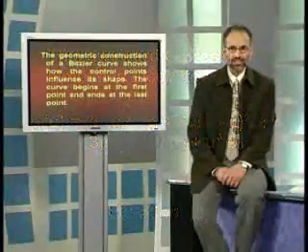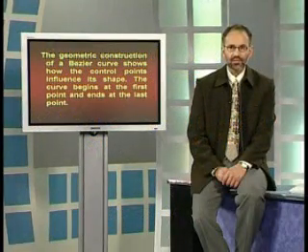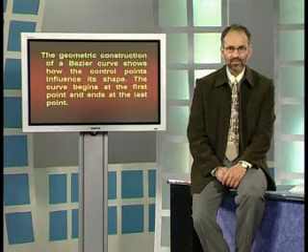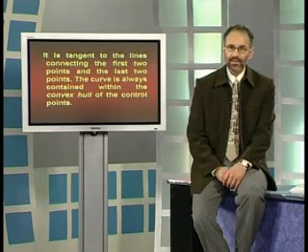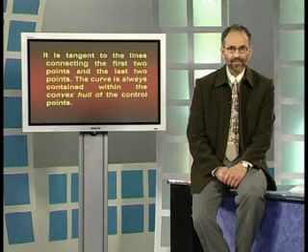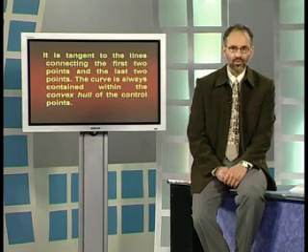The geometric construction of a Bezier curve shows how the control points influence its shape. The curve begins at the first point and ends at the last point. It is tangent to the lines connecting the first 2 points and the last 2 points. The curve is always contained within the convex hull of the control points.